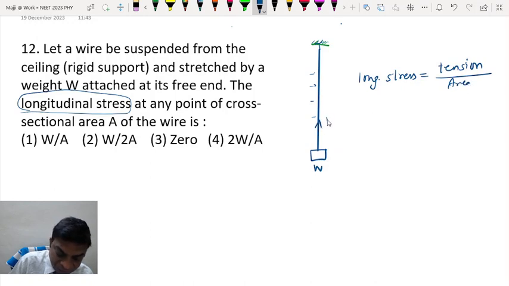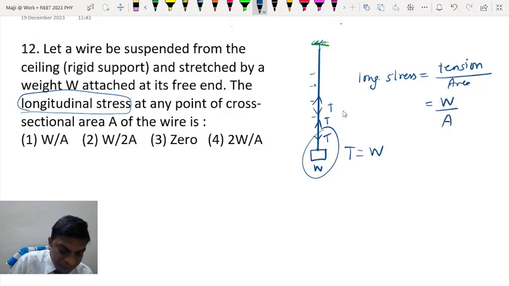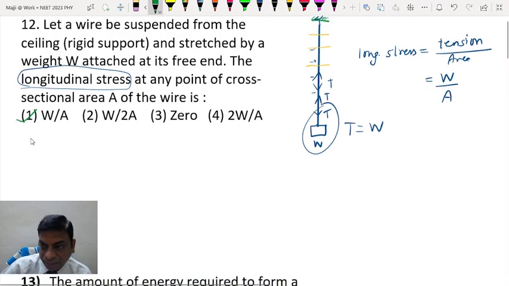Now tension is nothing but the restoring force actually. So here if you consider the equilibrium, then you can write T is equal to W. So tension is equal to W and cross-sectional area they have given as A. So at any point, the tension will remain the same. So accordingly, the stress will also remain the same. So first option is the correct answer.